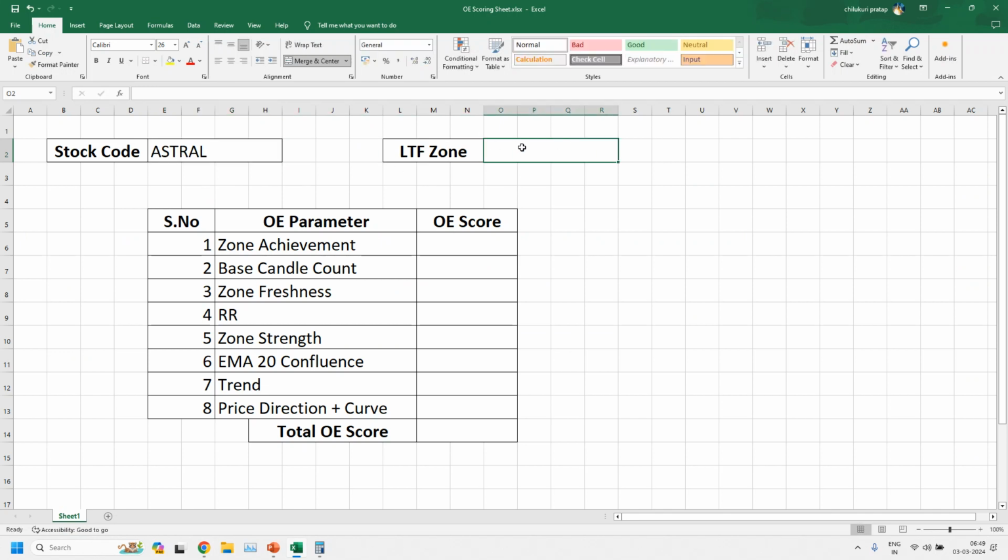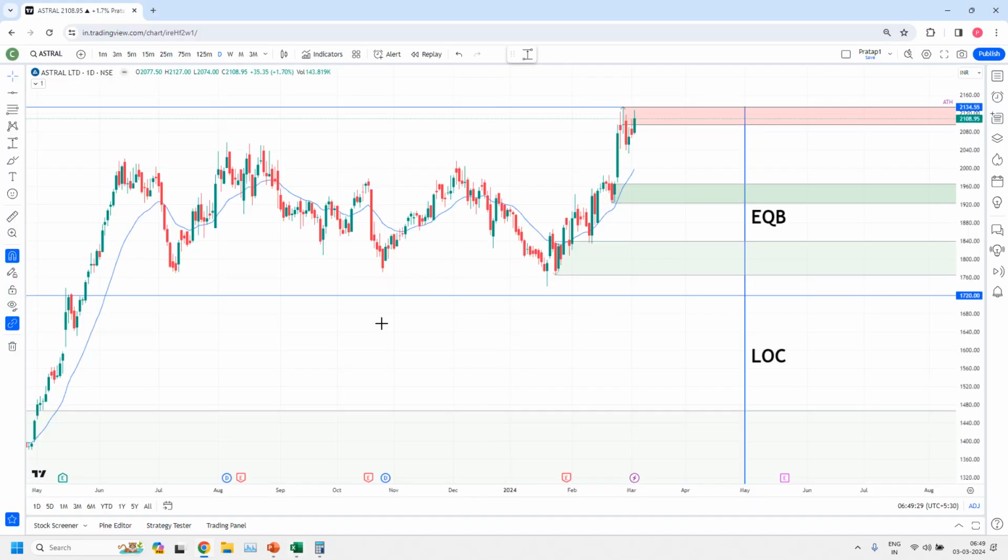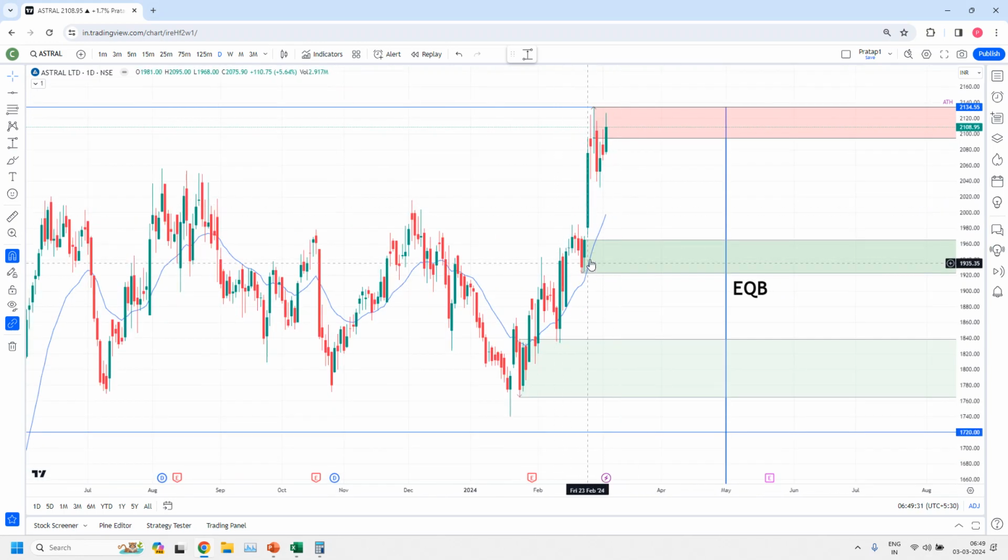And also you should identify your LTF zone. What is your LTF zone? You have to specify the time frame also. This is a daily demand zone. So I have typed daily DZ, daily demand zone. Very good. Next, what else do you have to do? Now you need to find the score for all these odds enhancer parameters. What is the first odds enhancer parameter? Zone achievement. Does this particular demand zone have any zone achievement?